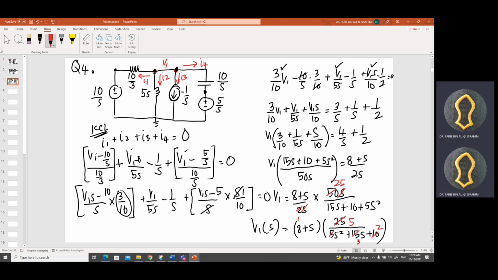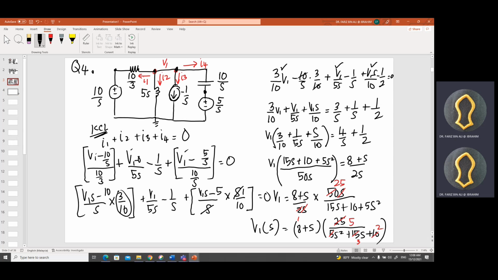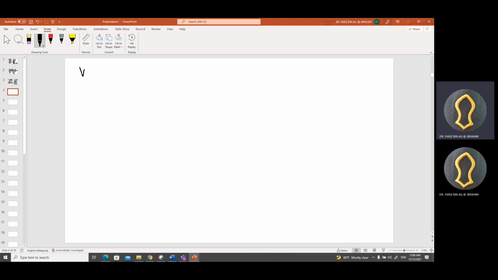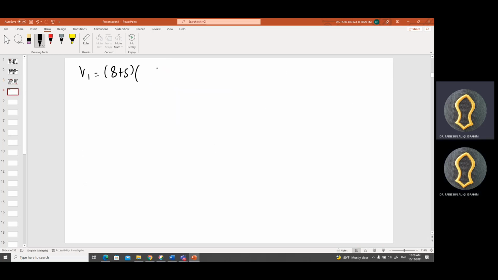Okay, so we rewrite it again. Let's move to another page. We rewrite again. Now we have 8 plus S. Our V1 is 8 plus S times with 5 over S squared plus 3S plus 2.